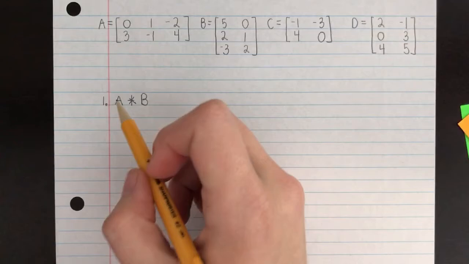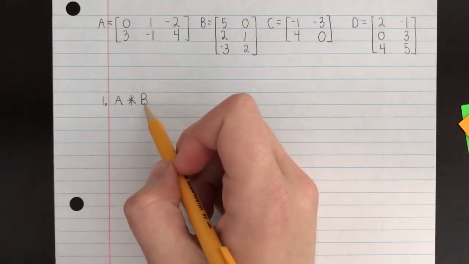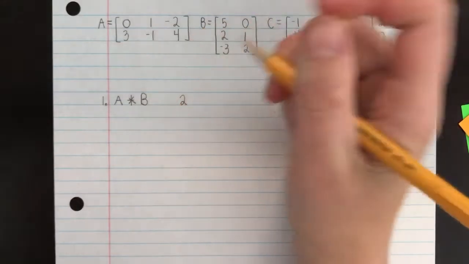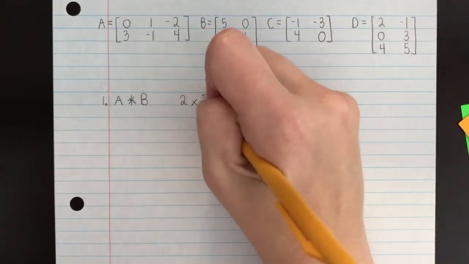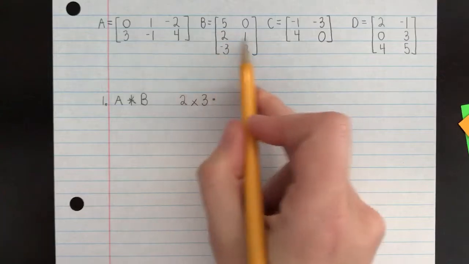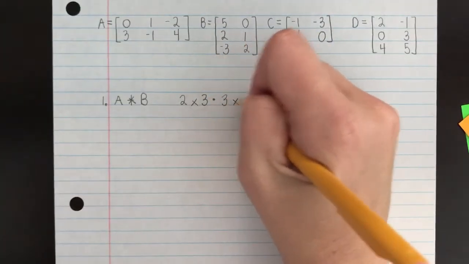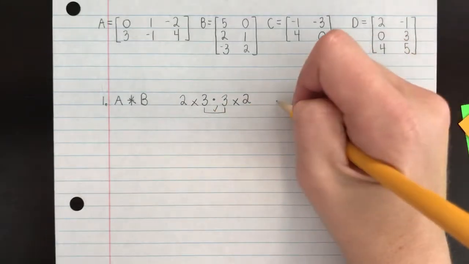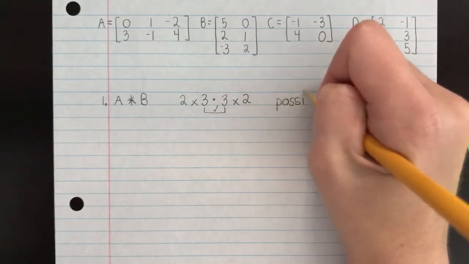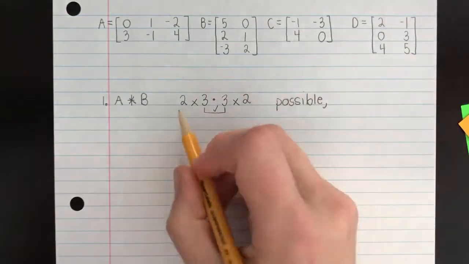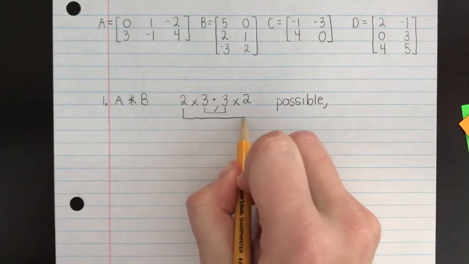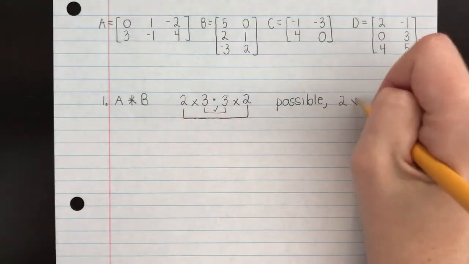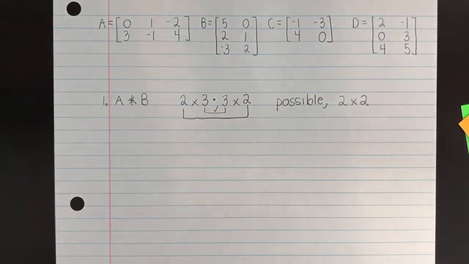So if I ask you to multiply matrix A times matrix B, the first thing you're going to do is tell me the size of matrix A, the dimension. Matrix A is 2 by 3 times matrix B is 3 by 2. And then you're going to make sure these two match, and they do, so that means it's possible to multiply matrix A times matrix B. And then these out here tell you what size your answer will be. So it's not only possible, but my answer will be a 2 by 2 matrix.